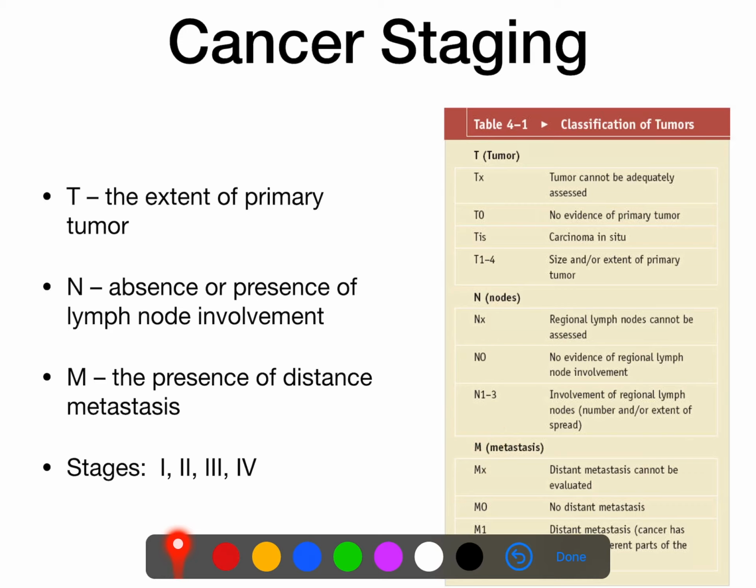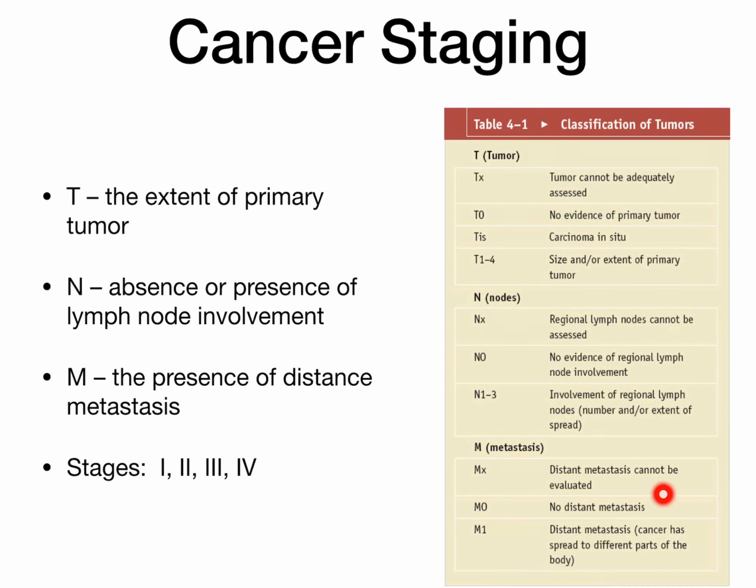M is metastasis. Again, 0 means no metastasis. M1 means you have distant metastasis, that cancer has spread through the lymphatic system, popped out the other side, and has lodged itself in some distant organ.